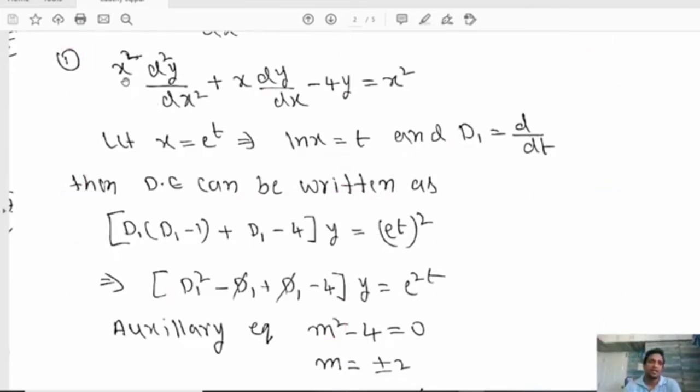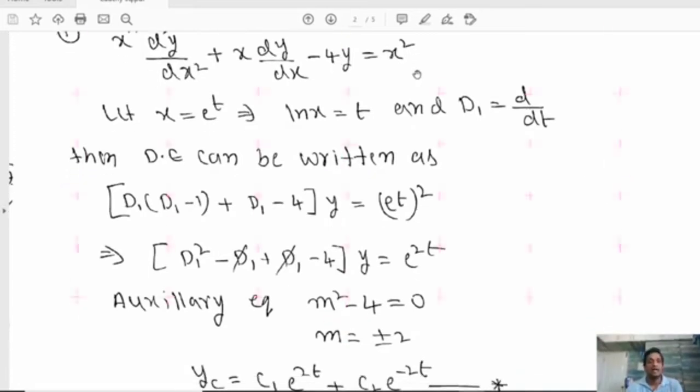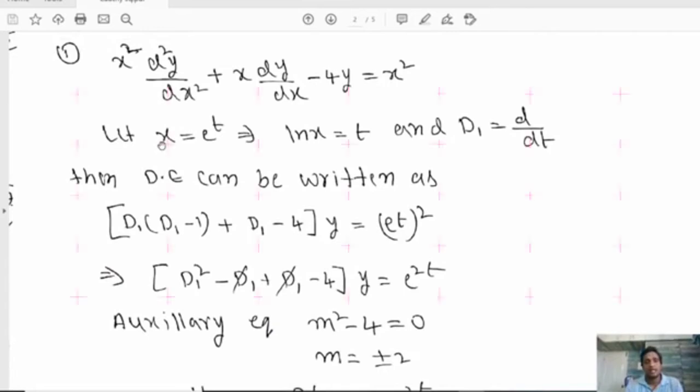Why? Because see, x square d square y by dx square, x dy by dx, there is no x power 0 term; you may assume x power 0 with the zeroth derivative. So what is the procedure in this type of problem? x is equal to e power t, then ln x is equal to t, and as I have just said, D1 is equal to d by dt.